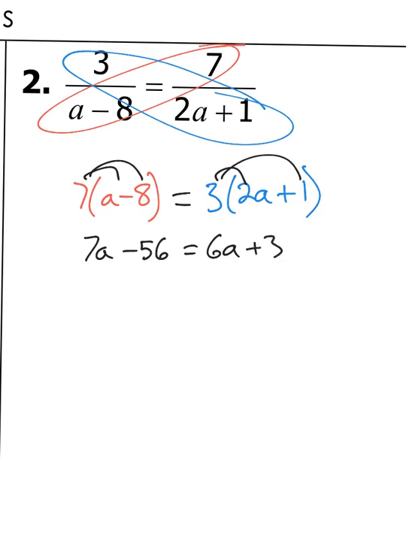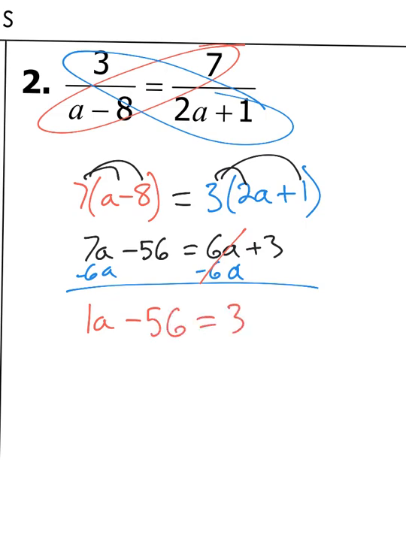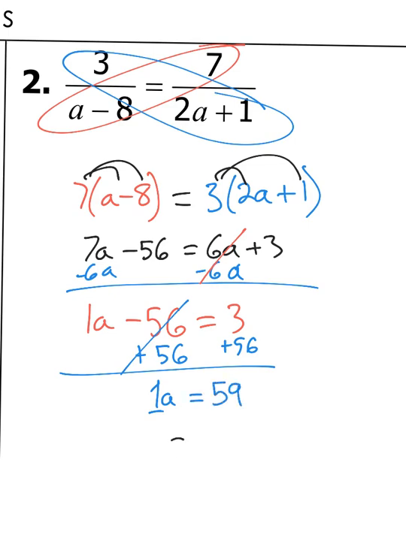Okay, now again, I'm going to bring all the variables to one side. I just like to keep my variables positive for the most part, so that's just me. So I'm going to subtract 6a on both sides. Okay, now I'm going to add 56. I'm left with 1a over here, equals 59, so a is going to be 59.